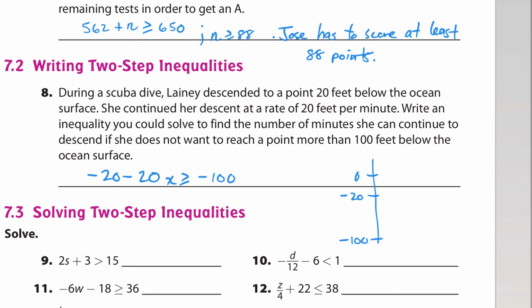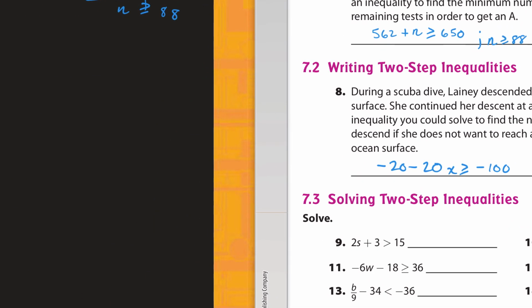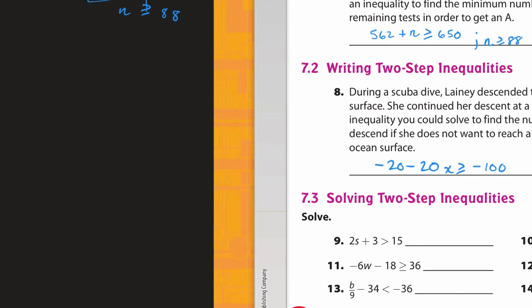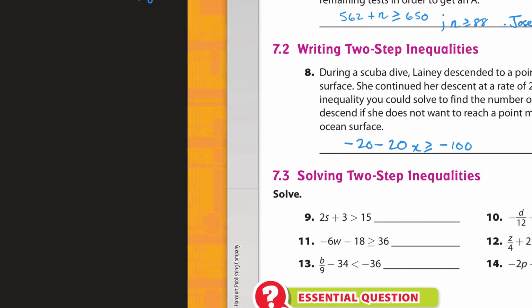Okay, so now we're going to solve this. I'll just write it. So negative 20 minus 20 times x is greater than or equal to negative 100. So I'm going to add 20, and negative 20 times the number of minutes is greater than or equal to negative 80, right? Because negative 100 plus 20 is negative 80.